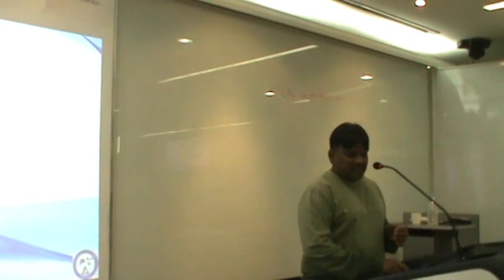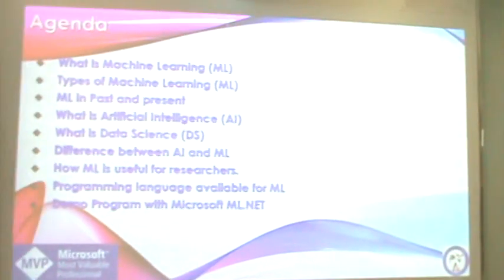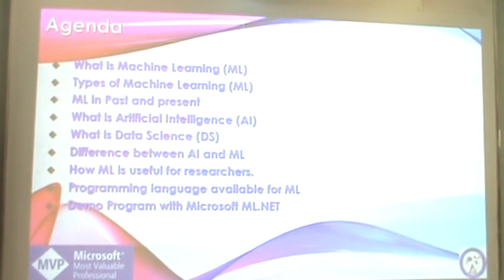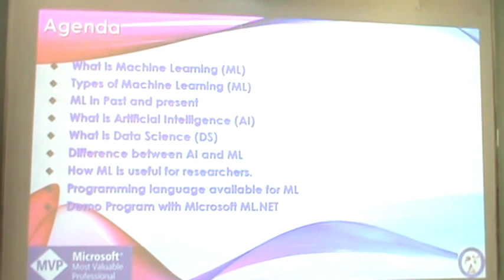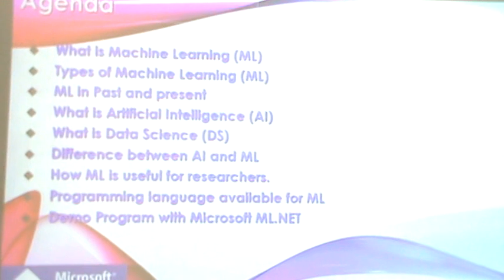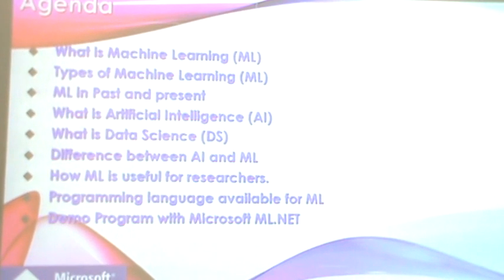I don't want to waste more time, so we will start with the seminar. Before starting, we will see what we will be studying in this seminar. In the agenda, we will be seeing what machine learning is and the types of machine learning; machine learning in past and present; what artificial intelligence is; what data science is and the difference between artificial intelligence and machine learning. We will see how machine learning is useful for researchers, how we can use it in our day-to-day life as well as in the research field, and what programming languages are available for working with machine learning.